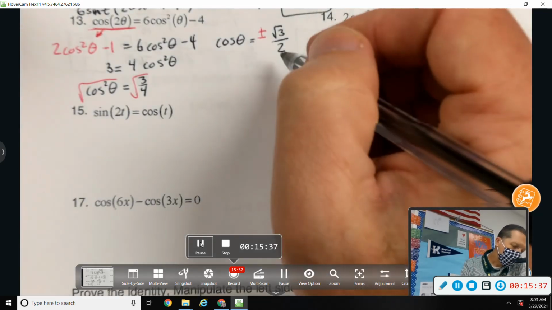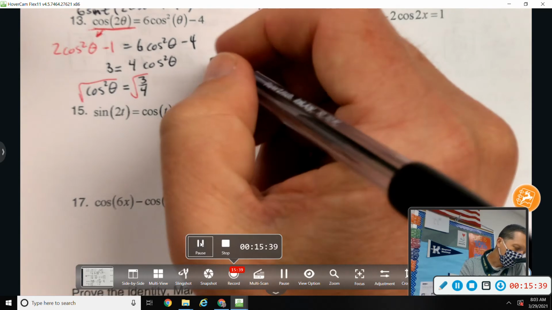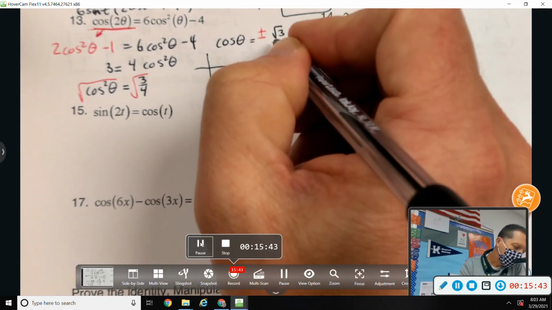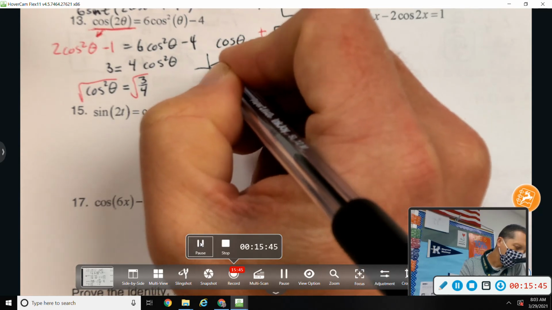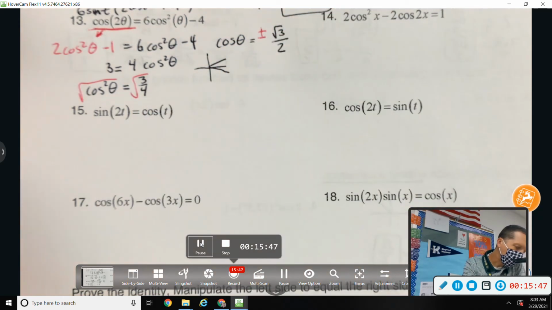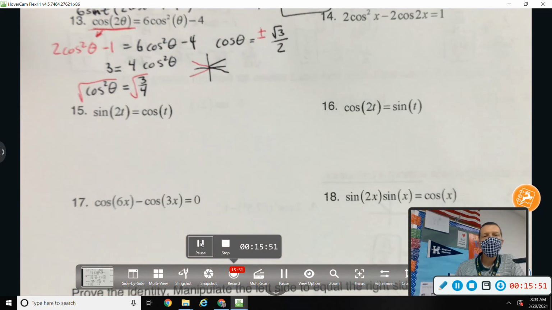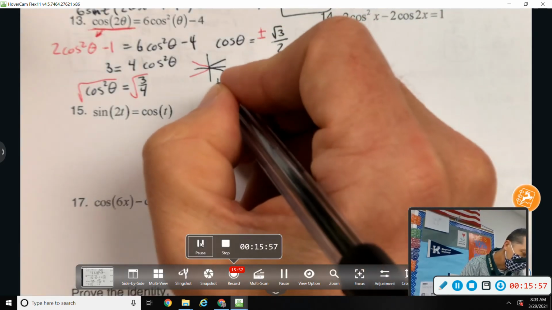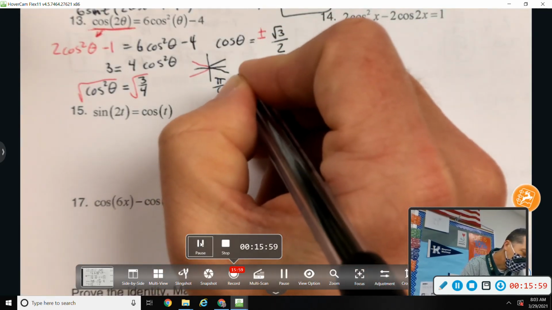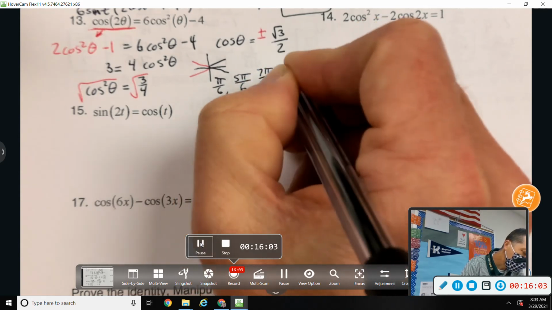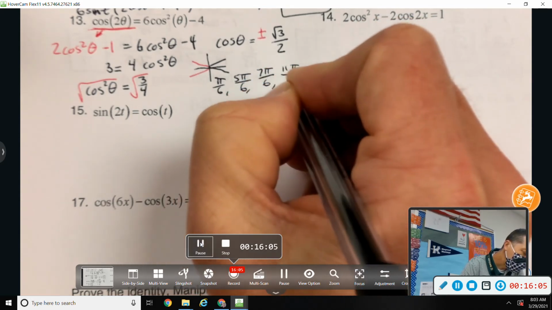So cosine equals positive or negative root 3 over 2. Let's see. Cosine is root 3 over 2 at the shallow angle. And because it's plus or minus, I got 4 answers. So basically all the shallow angle, all the over 6s. Pi over 6, 5 pi over 6, 7 pi over 6, and 11 pi over 6.